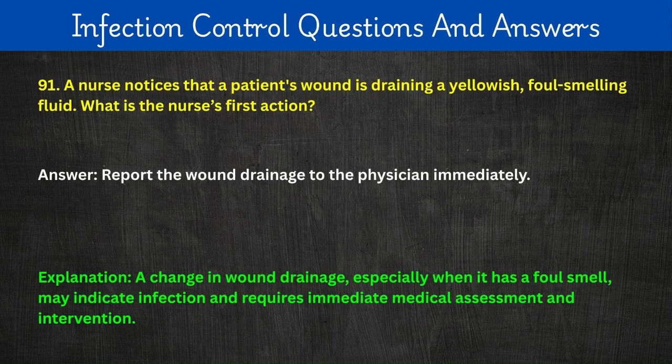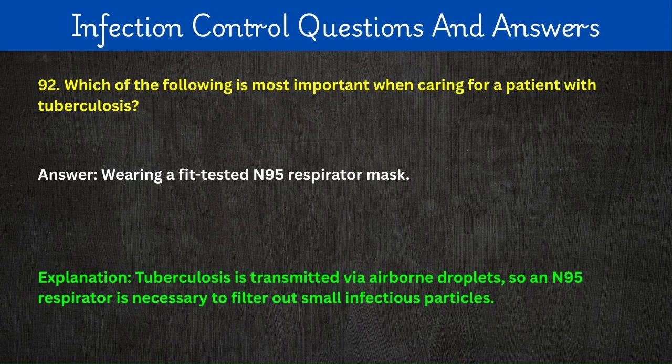91. A nurse notices that a patient's wound is draining a yellowish, foul-smelling fluid. What is the nurse's first action? Answer: report the wound drainage to the physician immediately. Explanation: a change in wound drainage, especially when it has a foul smell, may indicate infection and requires immediate medical assessment and intervention.